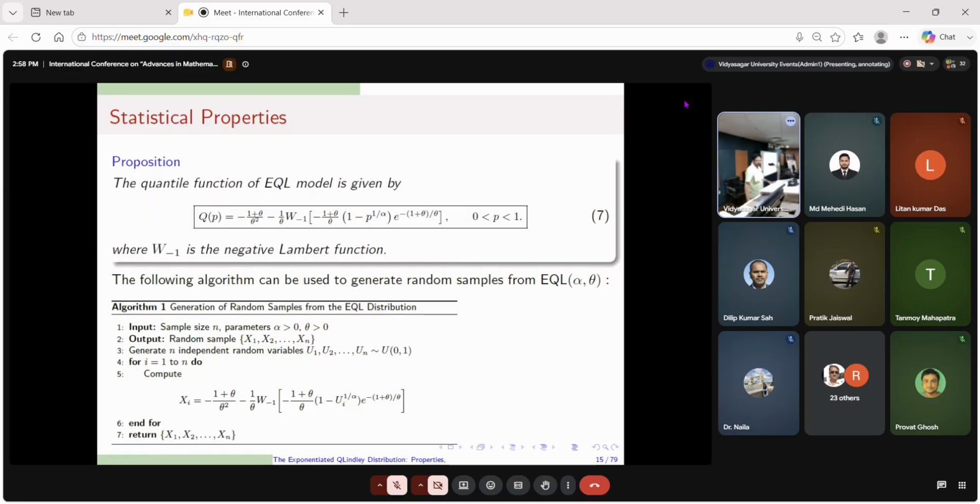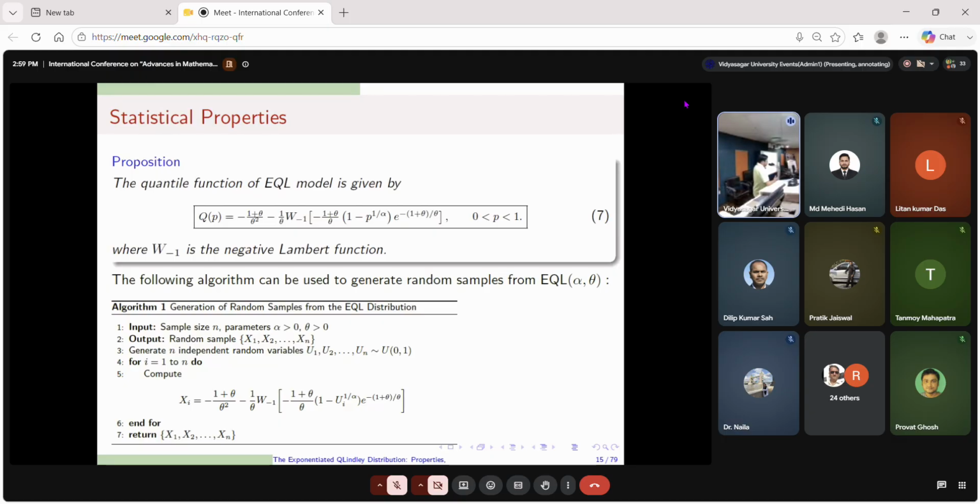Now, this is the quantile function. Quantile means the inverse of the CDF. So our Q(p) is the quantile function. With the help of the quantile function, we are able to draw samples from our proposed distribution, and this is the quantile function of the same. With it, we are able to generate data from that particular distribution.